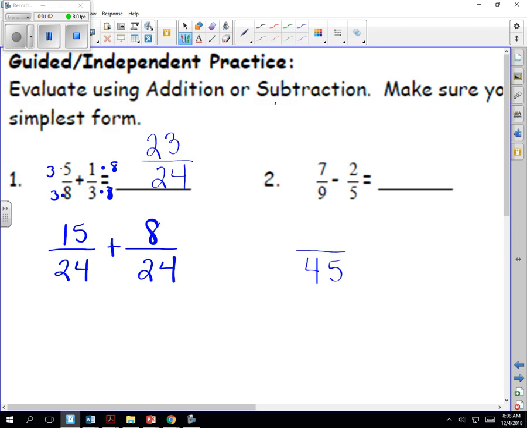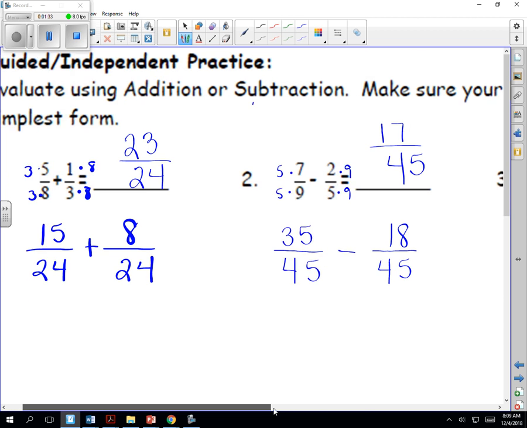5, which is 45. And we're subtracting this time, so be careful with your signs. So I'm going to multiply top and bottom here by 5, so that's going to give me 35. I'm going to multiply top and bottom here by 9, so that's going to give me 18. 35 minus 18, well, 35 minus 10 is 25, and 25 minus 8 is 17, which is a prime number, and then 45 is our denominator, therefore it cannot be reduced.